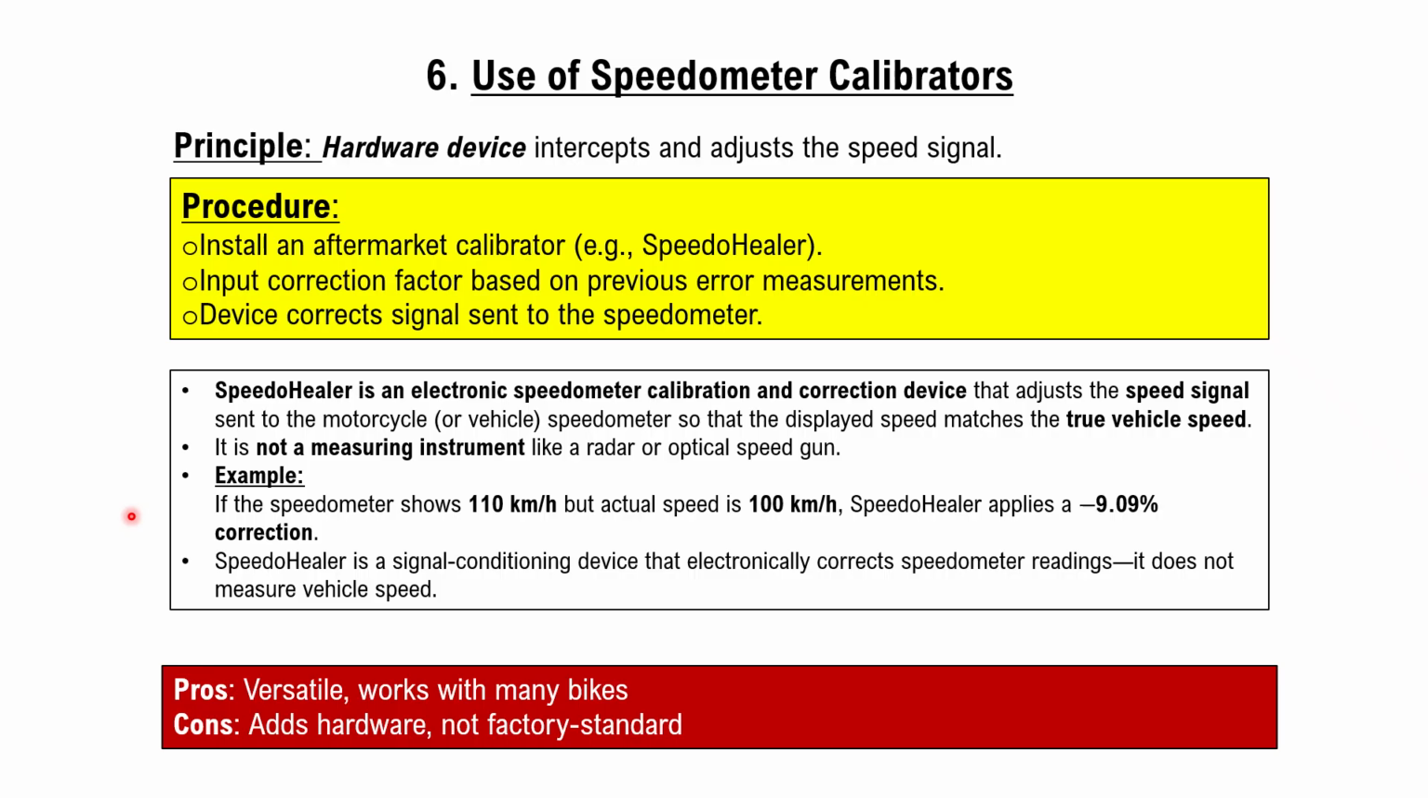Example, if the speedometer shows 110 km per hour, but the actual speed is 100 km per hour, Speedo Healer applies a 9.09% correction. Speedo Healer is a signal conditioning device that electronically corrects speedometer readings. It does not measure vehicle speed.